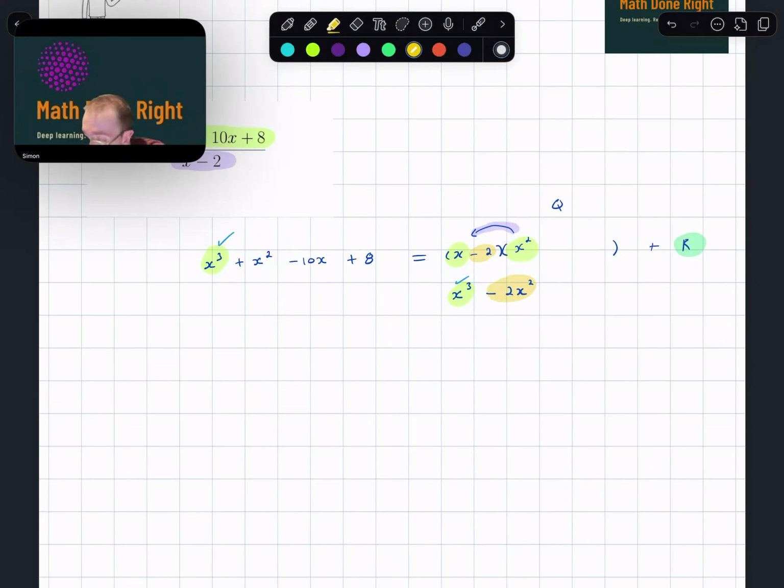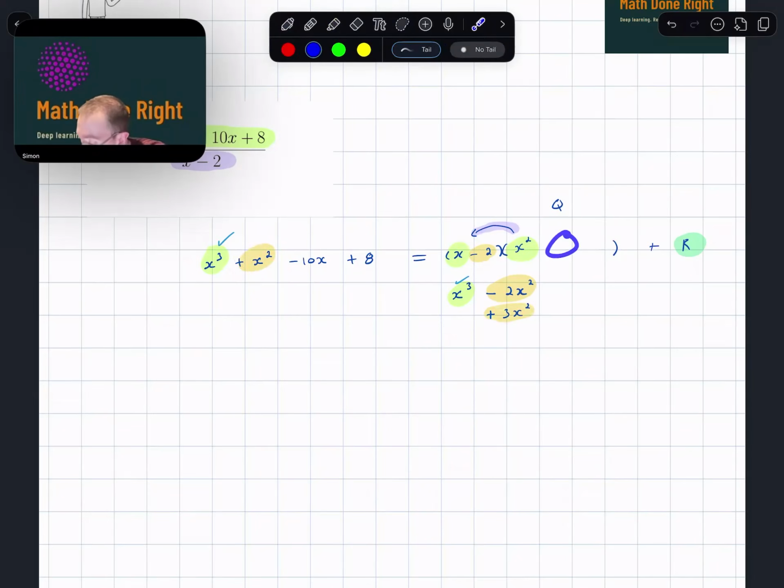We look at the next term, which is positive 1x squared, and we think, okay, we have so far negative 2x squareds. We need 1x squared. So how many do we need to add? How many x squareds do we need to add to negative 2x squared to get 1x squared? That's just saying, what do we have to add to negative 2 to get 1? I think the answer is 3. I'm pretty sure that if we add 3 to negative 2, we get 1.